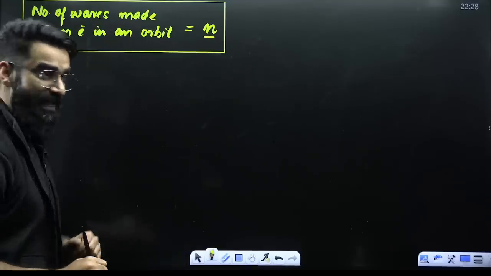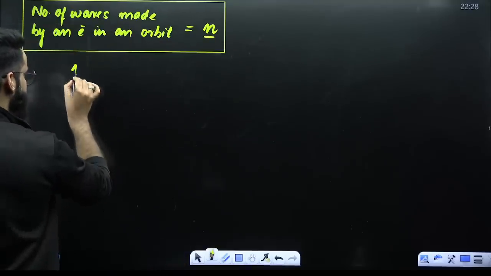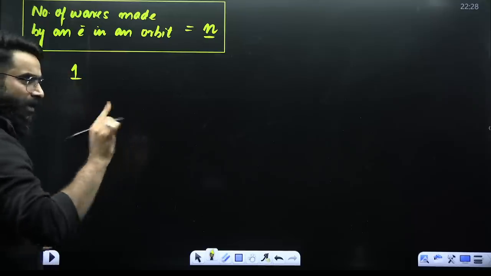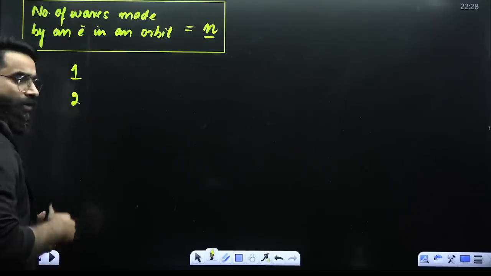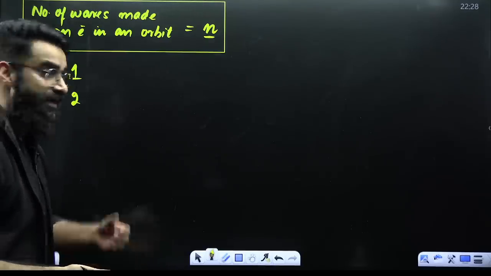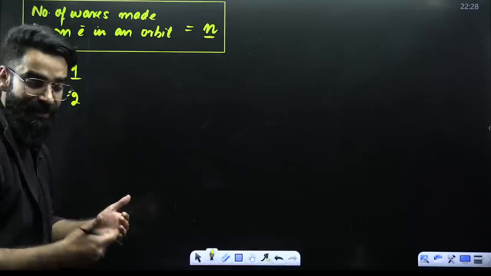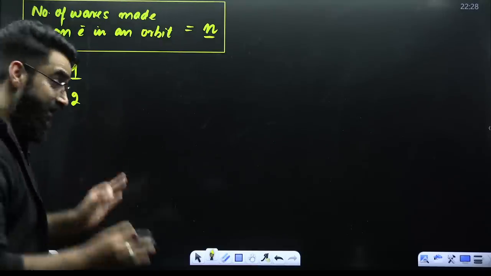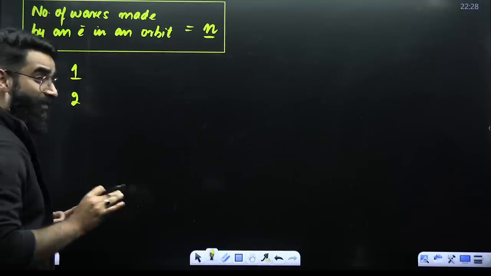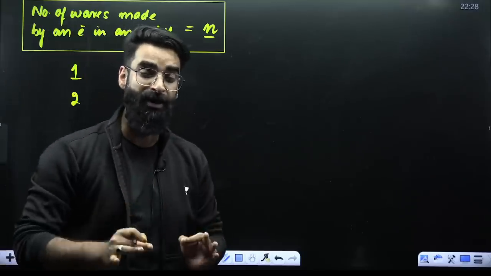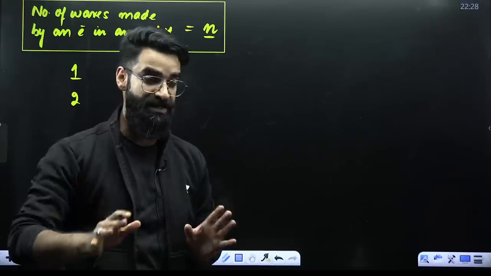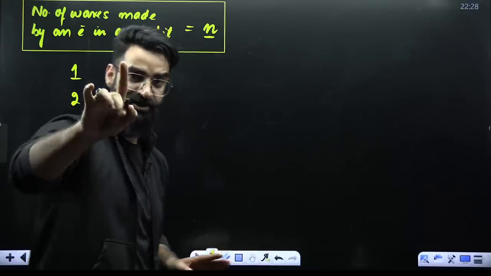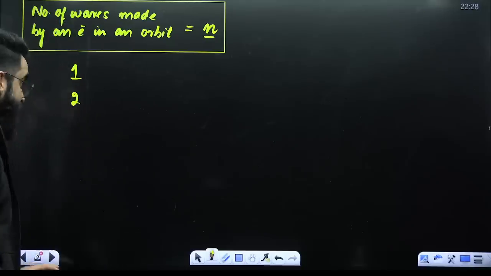For example, if the electron is moving in the first orbit, in the first shell, it is going to make only one wave. If the electron is moving in the second shell, it is going to make 2 waves. If the electron is moving in the third shell, it's going to make 3 waves. So remember, in short, number of waves made by the electron in an orbit is always equal to the value of n, the shell number in which the electron is moving. As simple as that. Question number 1 and short 4 marks.